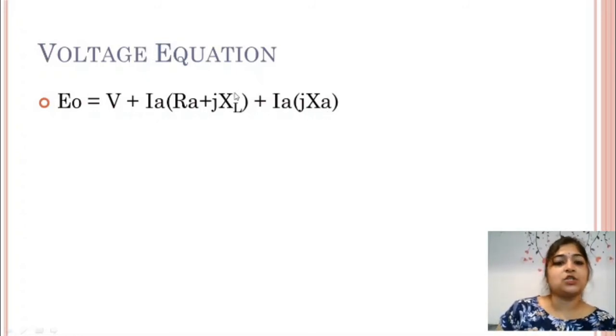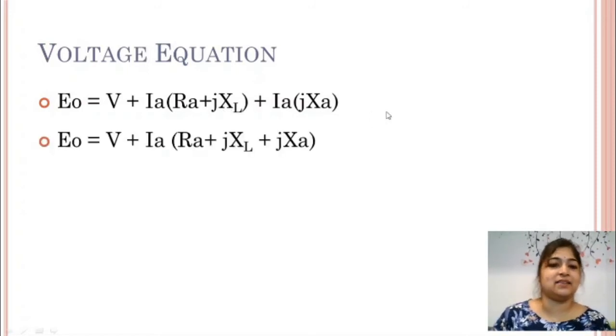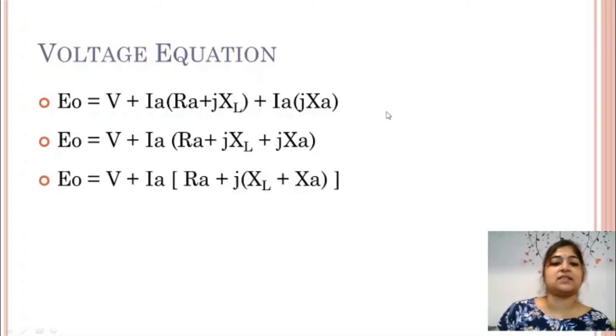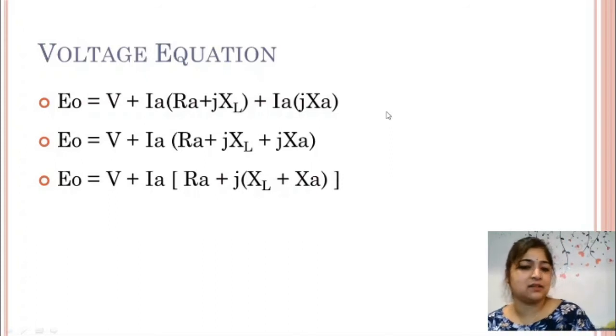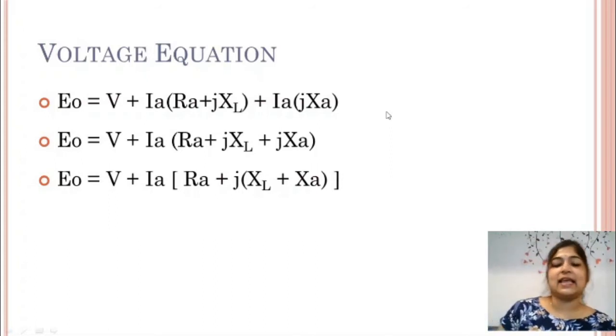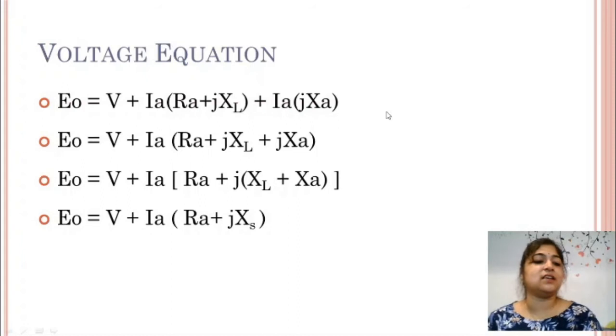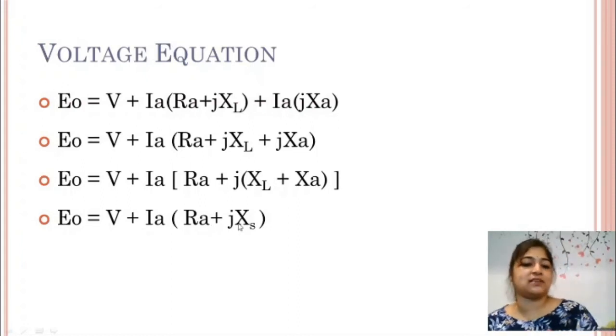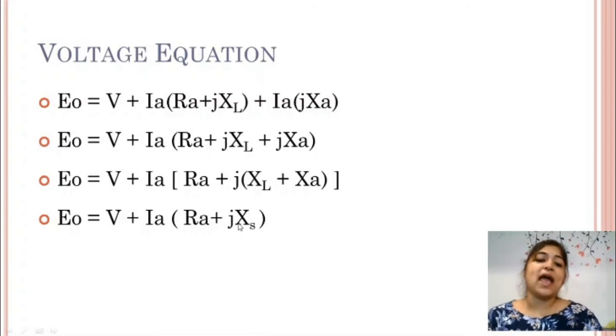Right, now I can just open this bracket and add this XL and XA like this. I have opened this bracket, taken IA common, and now I have JXL and JXA which I can easily add. So adding XL and XA will give me XS like this. So E naught is equal to V plus IA times RA plus JXS, where XS is the synchronous reactance.